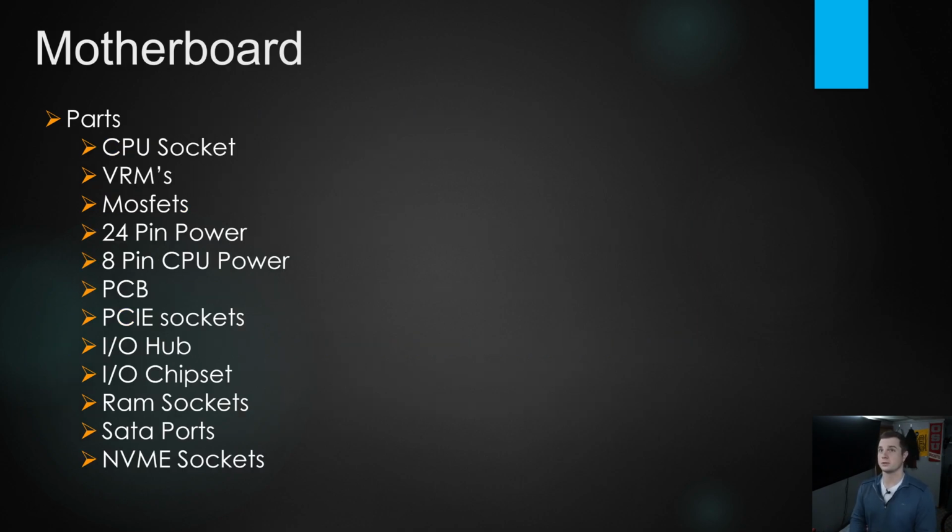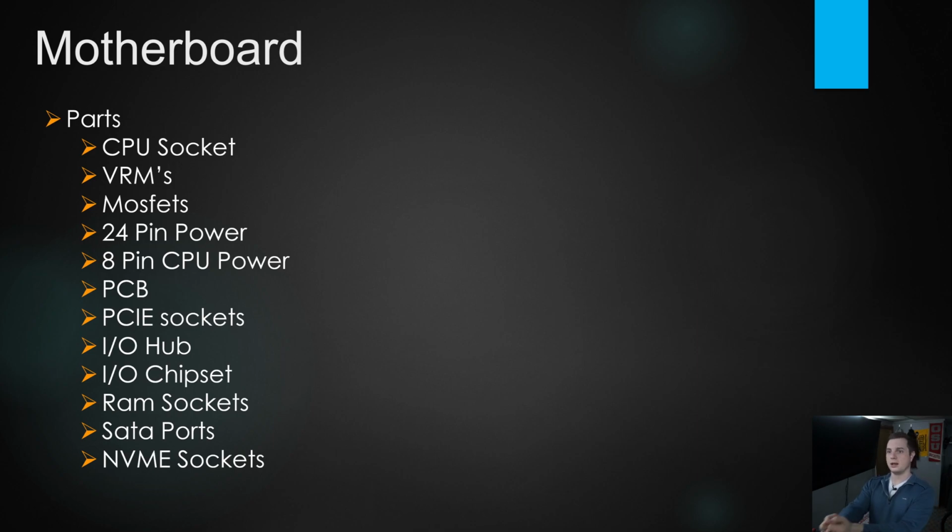All right, motherboards are up next. We're going to start with the overview for parts, and I'm going to have to call out all the ones that have standards to them. So it's going to be most of them. We have our CPU socket, our 24-pin, our 8-pin CPU power, PCIe sockets, I/O hubs and chipsets, RAM sockets, SATA ports, and NVMe sockets.